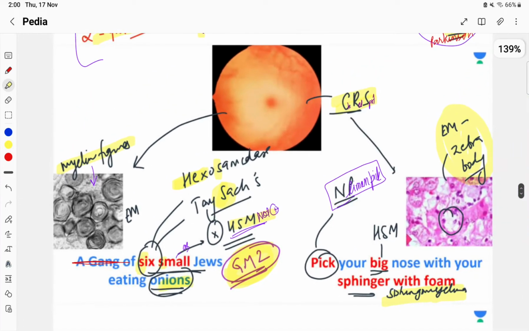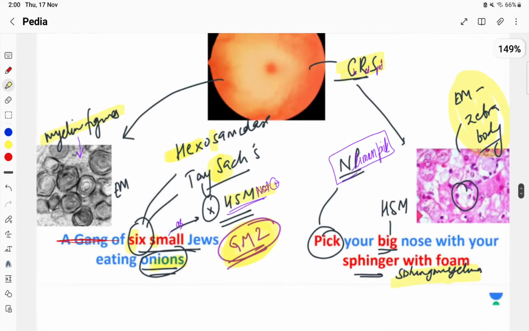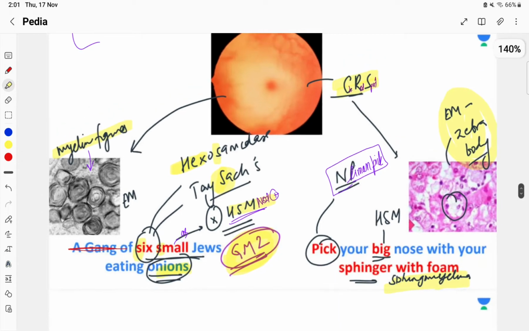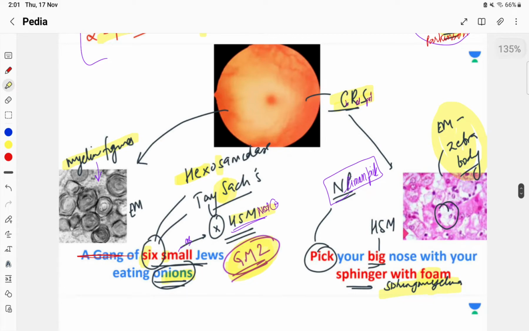The next we have is Niemann-Pick. So here it is: pick your big nose with your finger foam. Or simply, if you do not want to remember, pick your big nose with finger. Okay, it is sphingomyelinase deficiency, Niemann-Pick disease, hepatosplenomegaly is present, foamy macrophages are characteristic, and on electron microscopy, zebra bodies are seen.